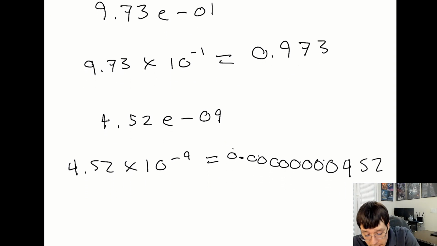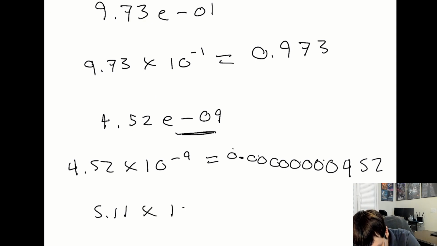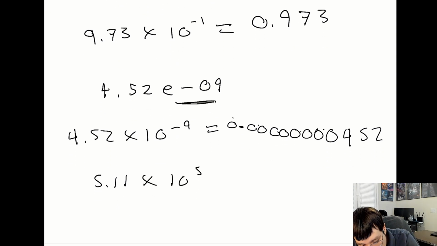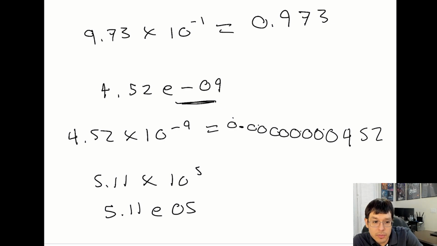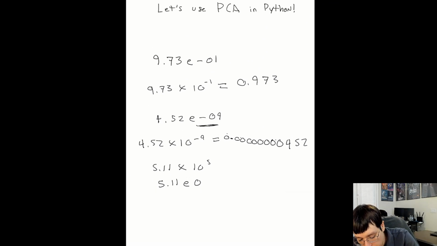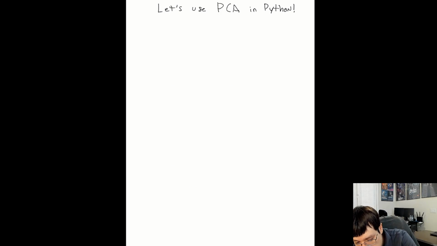So really tiny number. The bigger the power here with the negative, the smaller. Now it goes both ways. If you saw something like 5.11 times 10 to the 5th power, in Python talk that is 5.11 E05. Make sure you keep an eye on whether there's a negative there or not, because that means it's a really big number or a really tiny number.